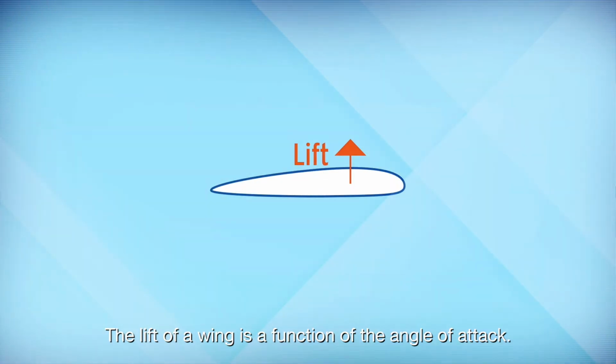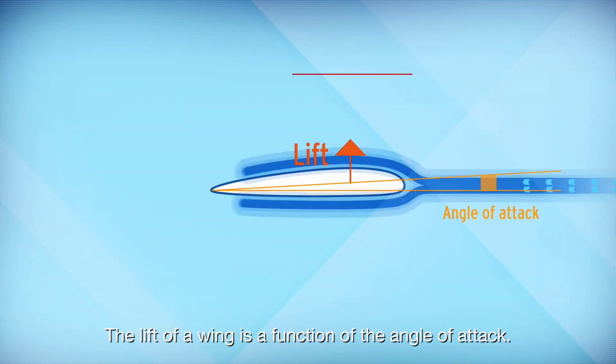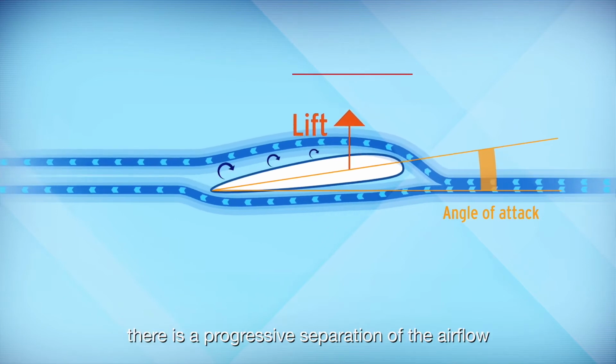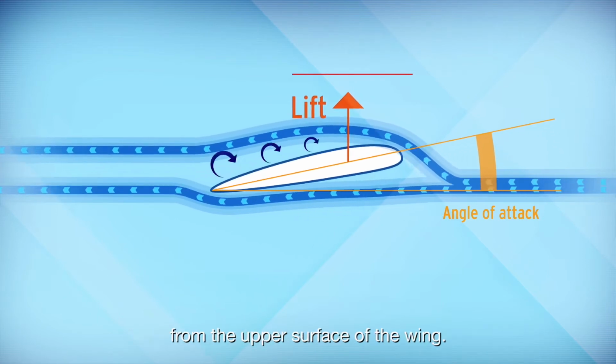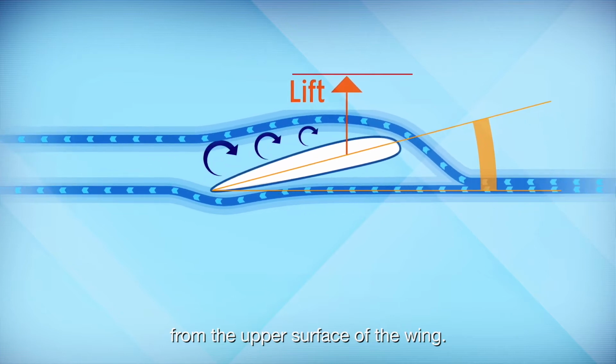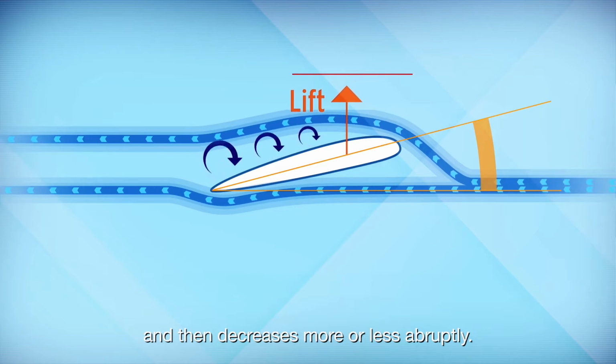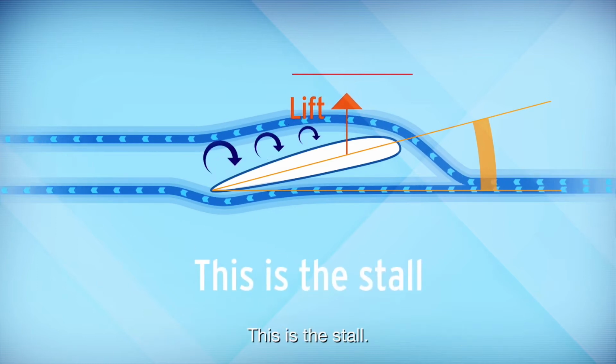The lift of a wing is a function of the angle of attack. When the angle of attack increases, there is a progressive separation of the airflow from the upper surface of the wing. The lift reaches its maximum and then decreases more or less abruptly. This is the stall.